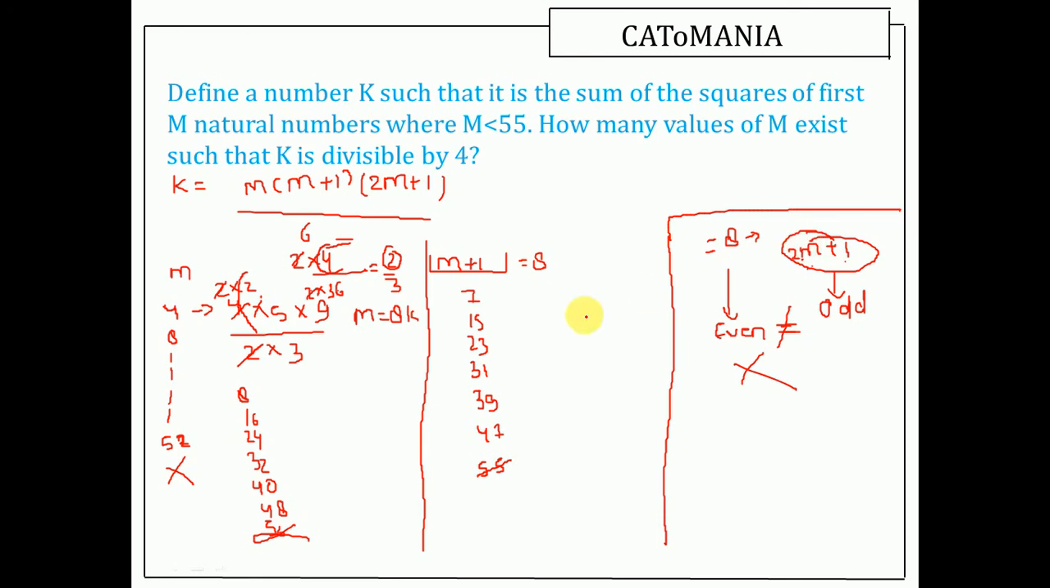So all the values of m are 1, 2, 3, 4, 5, 6, 7, 8 and 6, 6, 12. So the total values of m are 12.